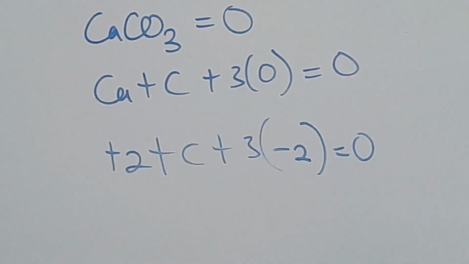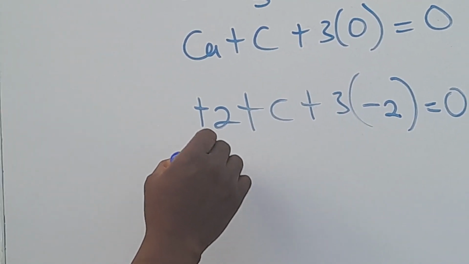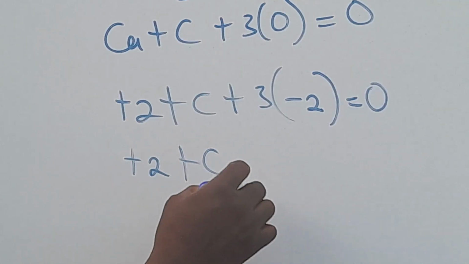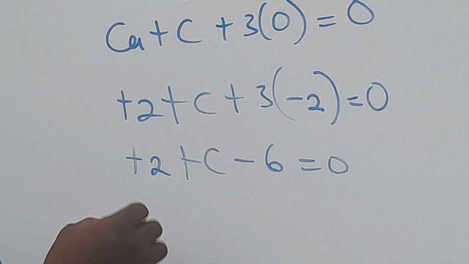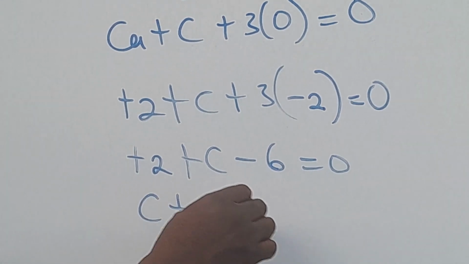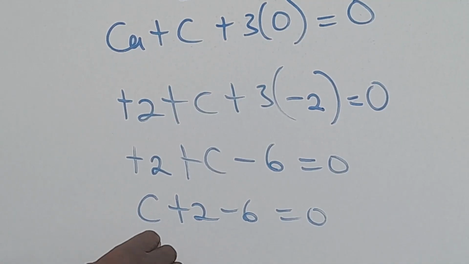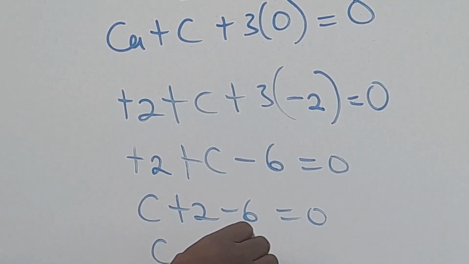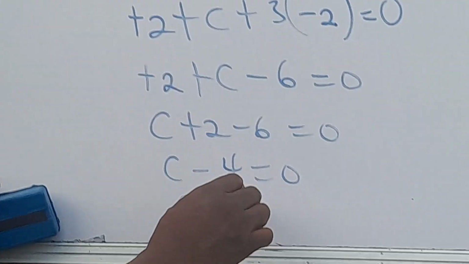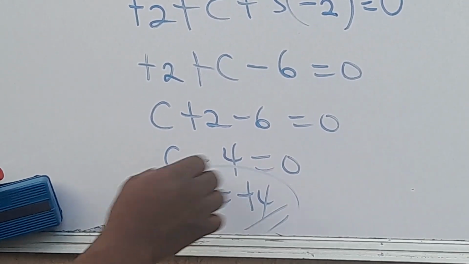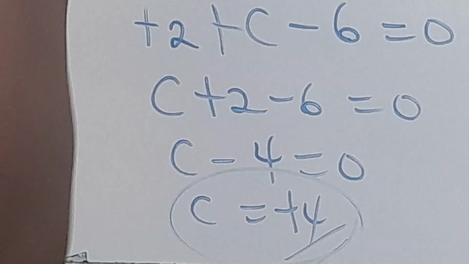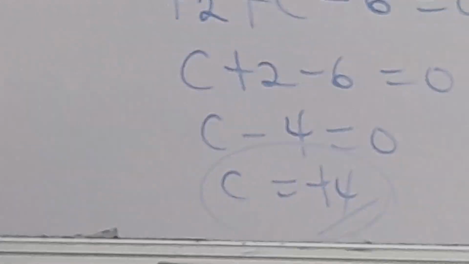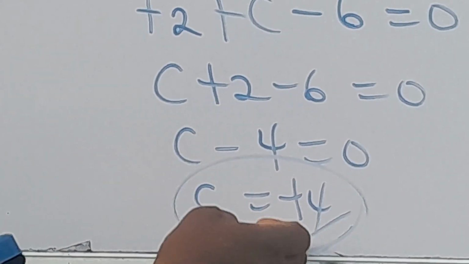Okay, let's conclude this calculation. So we have plus 2 plus carbon minus 6 equals 0. Collect the like terms: C plus 2 minus 6 equals 0. So we have C minus 4 equals 0, C equals plus 4. Did you get that? So the oxidation state of carbon in CaCO3 is plus 4. Can you see that?